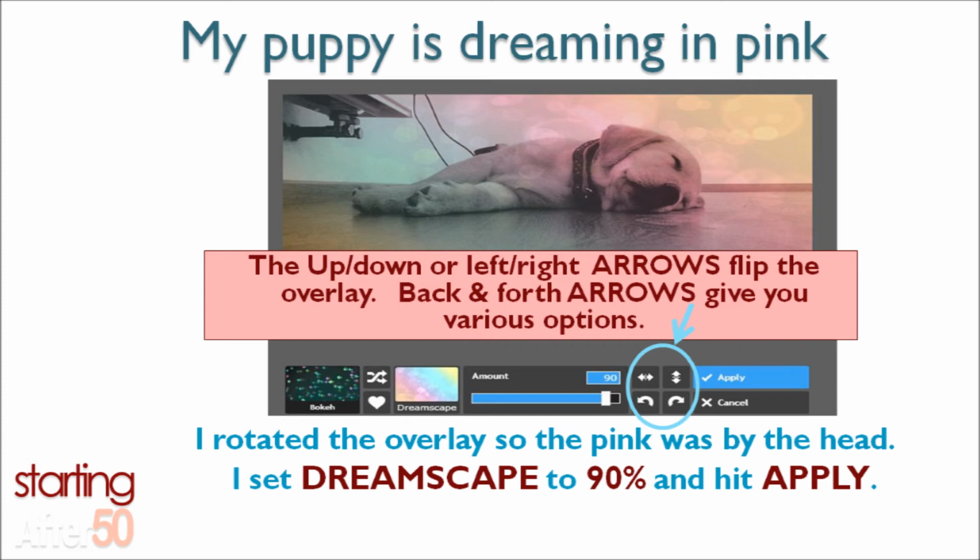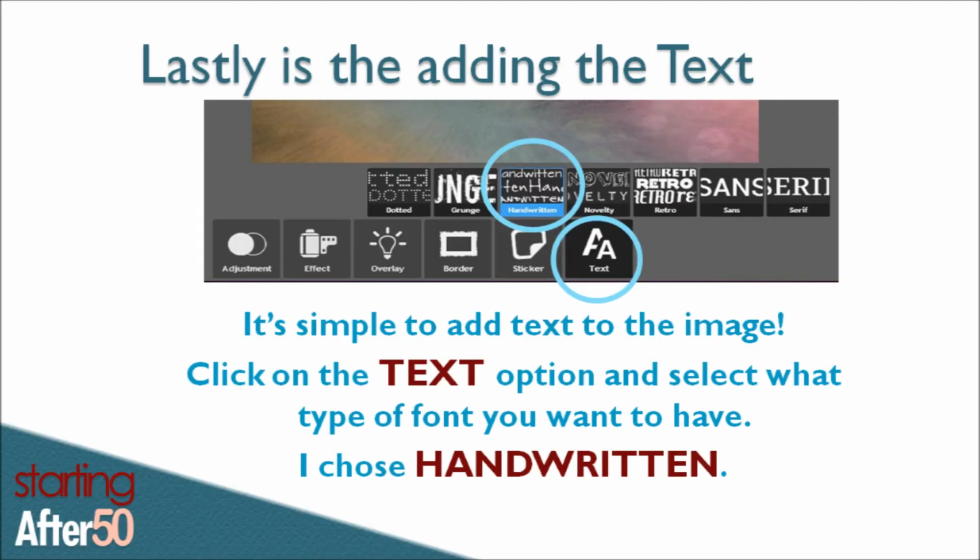I've overlaid it with pink. I've added the color tones of the Dreamscape, and I hit 90% so that it's not quite as obvious as an overlay. And I hit apply. So I have the background of my image finished. I'm happy with my puppy that's dreaming in pink.